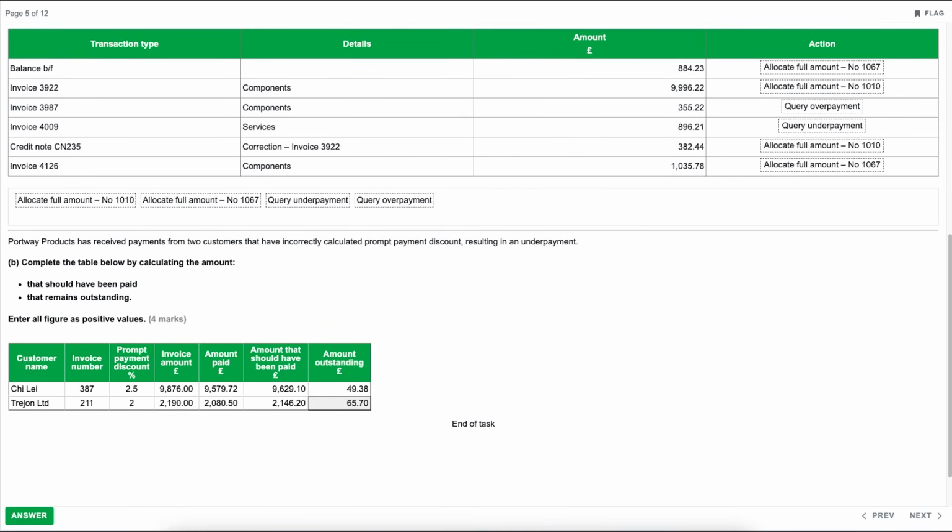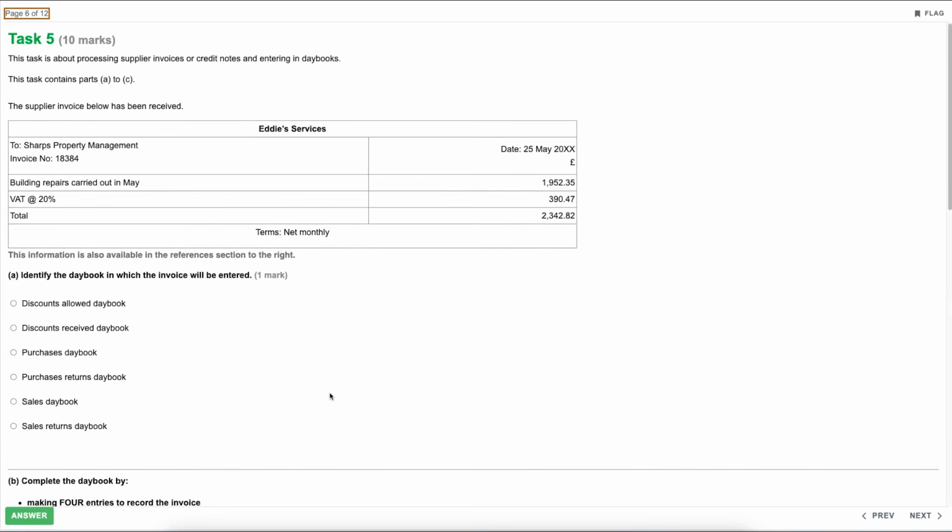Excellent. So that covers task number 4. We can now move on to task 5. Okay, so task 5 is worth 10 marks and is about processing supplier invoices or credit notes and entering them into daybooks. This task contains parts A through to C. The supplier invoice below has been received, and we can see that we've got an invoice, so Eddie's Services to Sharp's Property Management, for a total of £2,342.82.